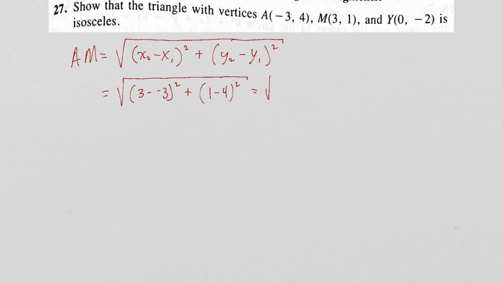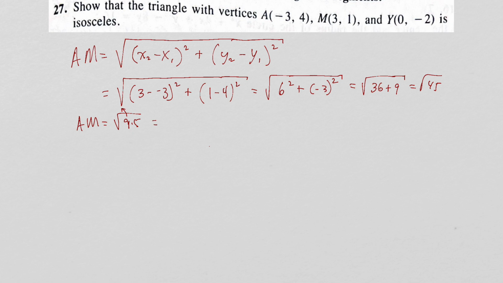And this is going to be 3 plus 3, which is 6 squared, plus this is going to be a negative 3 squared, which will be the square root of 36 plus 9, which is the square root of 45. So AM is, this is 9 times 5, and this comes out as a 3. So this is 3 root 5.